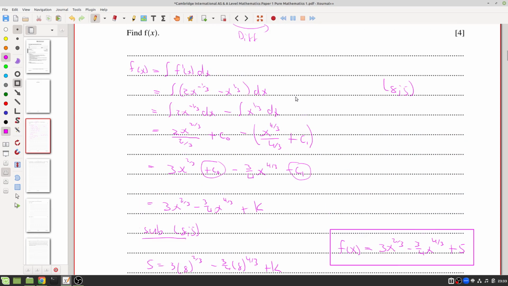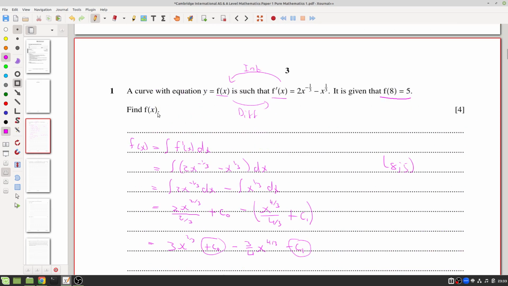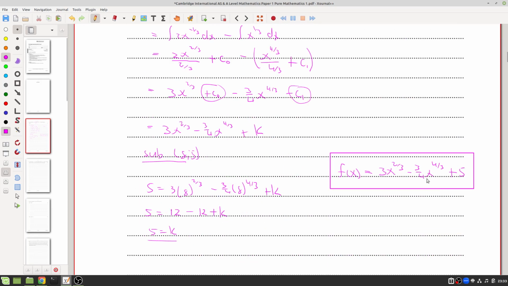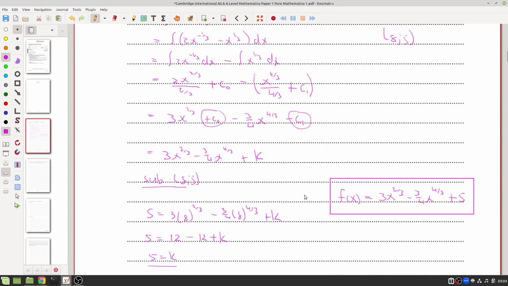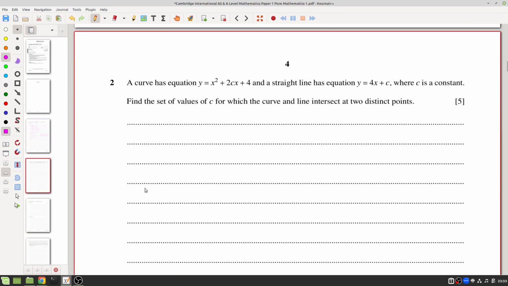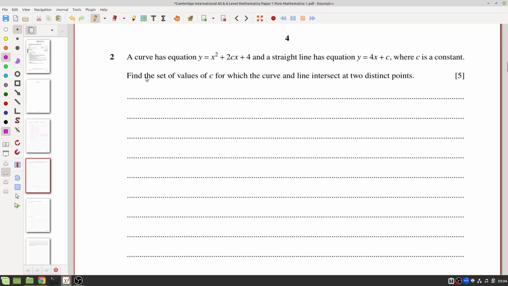Success. Let's just make sure we read everything correctly. Yep, just find f of x. All right, how many marks is that? 4 marks. Nicely done. Second question.